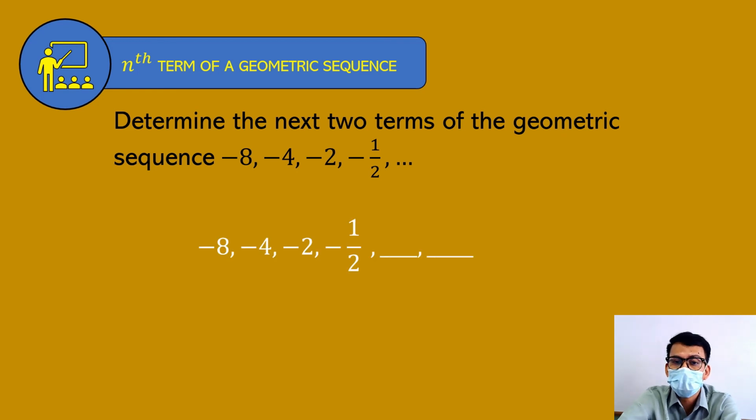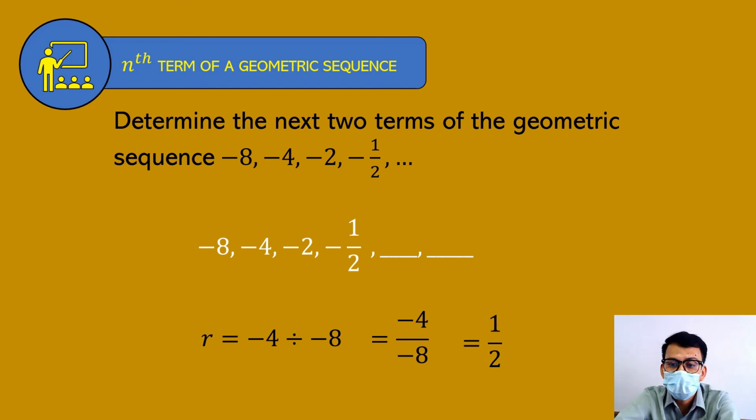So we need the fifth term and the sixth term. In order to find the two terms, we need to have r. Again, r is, you're going to divide the current term by the previous term. So -4 divided by -8, that is positive 1/2. Now that you have r, you will multiply that to -1/2, which is the fourth term. So -1/2 times 1/2, that is -1/4. And -1/4 times positive 1/2, that is -1/8.